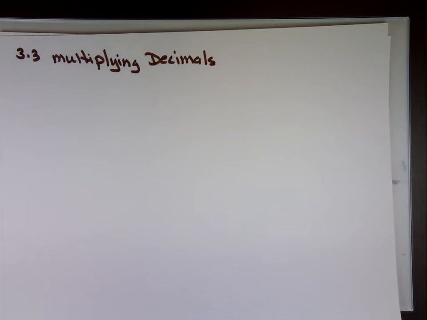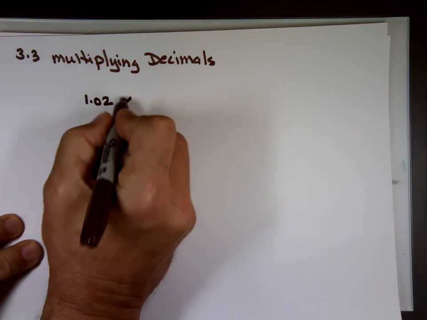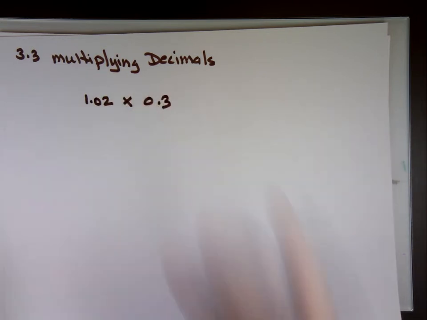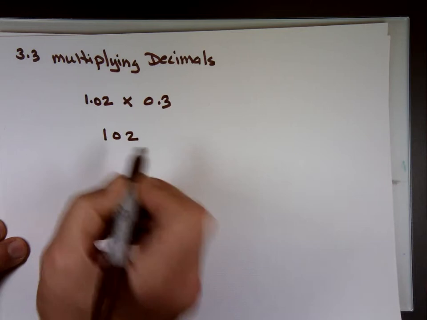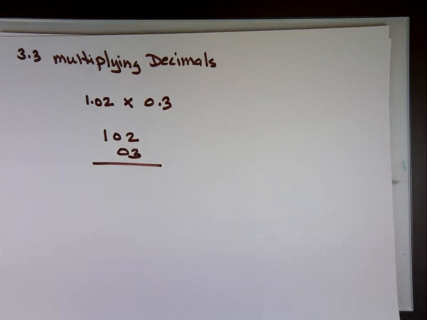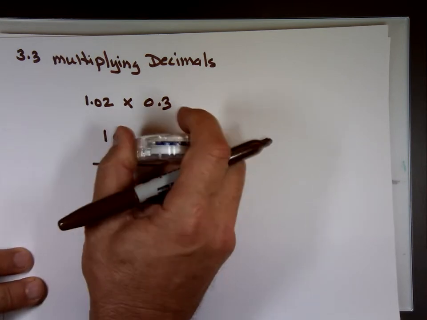I want to multiply 1.02 times 0.3. When you multiply, write the numbers without the decimal point. The 0.3, notice you don't need that 0. So when I see that, I'm going to take the 0 out. A leading 0 is useless.